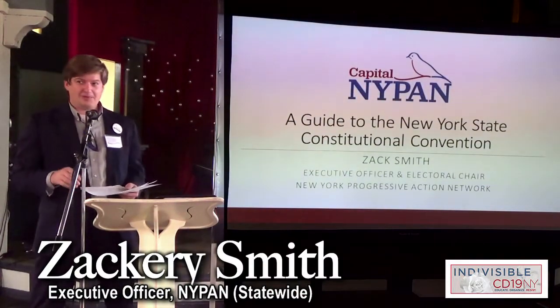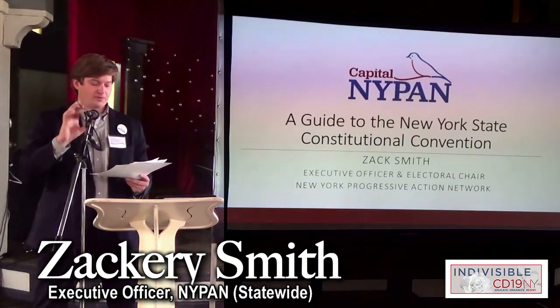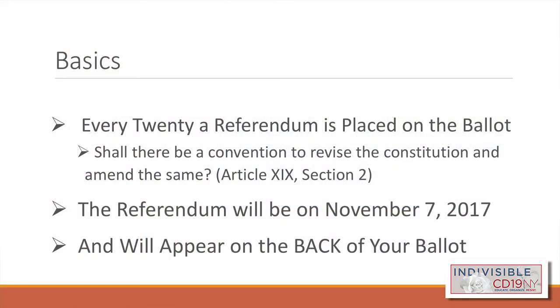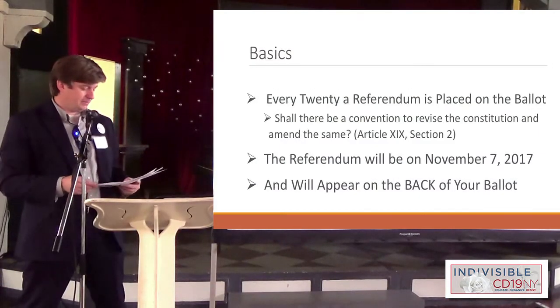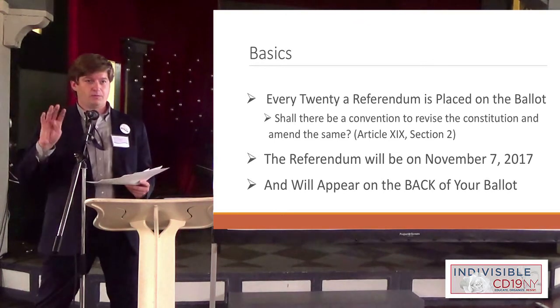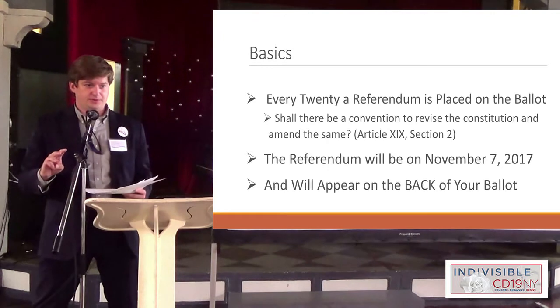So basically, every 20 years, according to the Constitution, you have this referendum placed on the ballot. It reads, shall there be a convention to revise the Constitution and amend the same? That referendum will appear on the ballot on November 7th, on the back of the ballot, along with, in Columbia County, 4 measures on the ballot. 3 of them have to do with the state constitution.